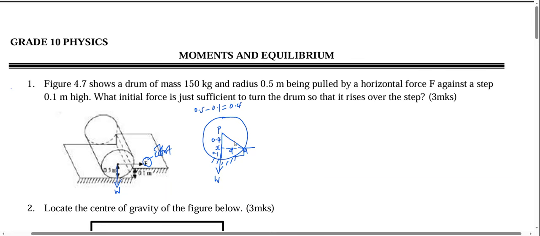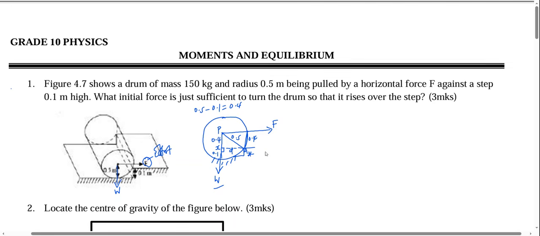Then for the distance PA, it is 0.5, and there is another force F which is acting along that plane. Therefore, if point A here is the turning point, the perpendicular distance in which force F is acting is along the distance 0.4 here, 0.4. Then for the weight, the perpendicular distance is D.